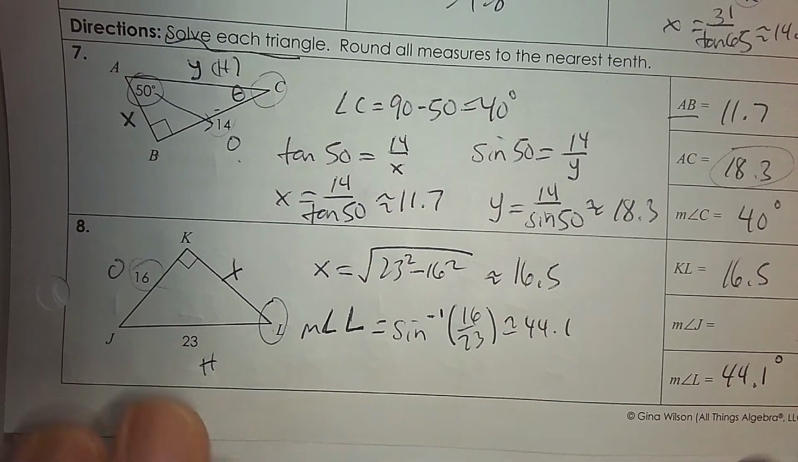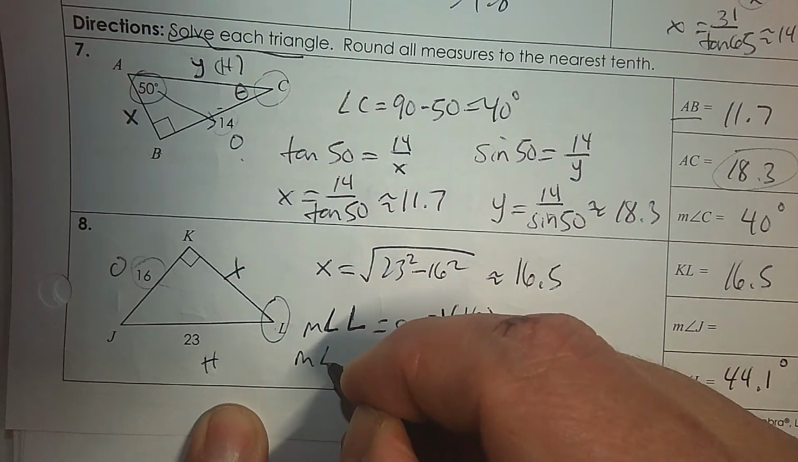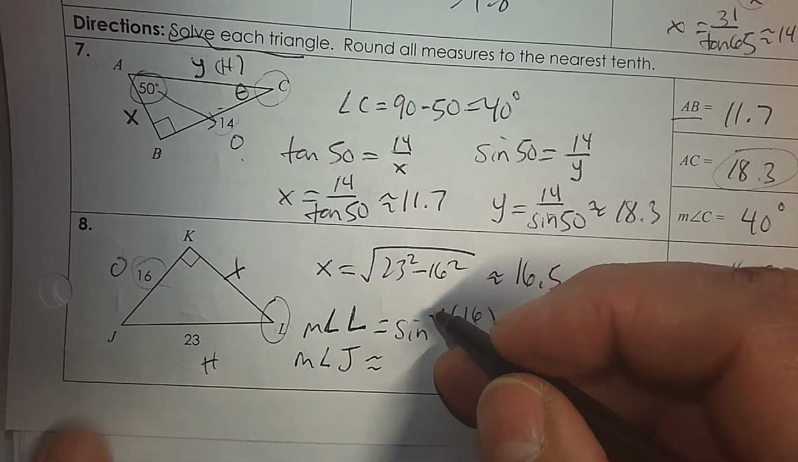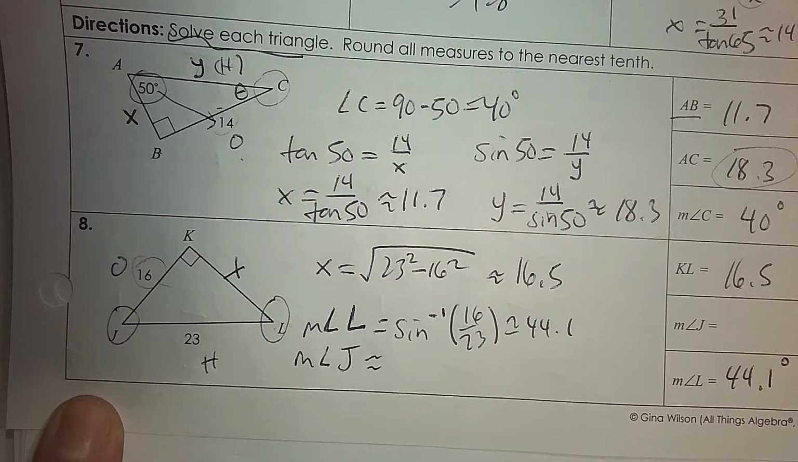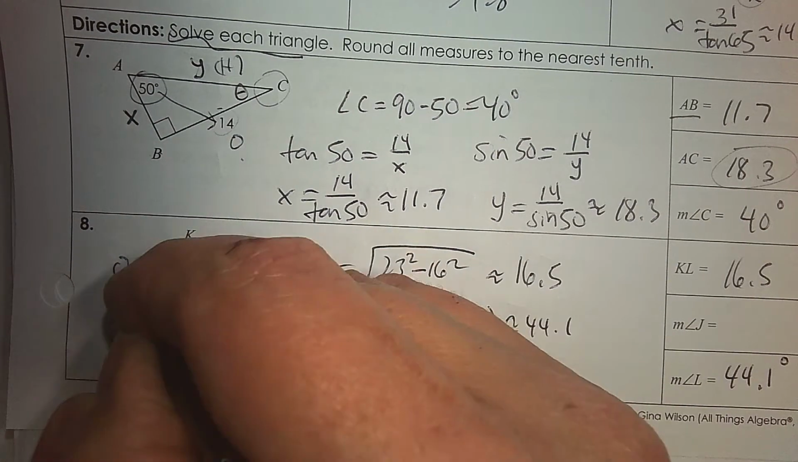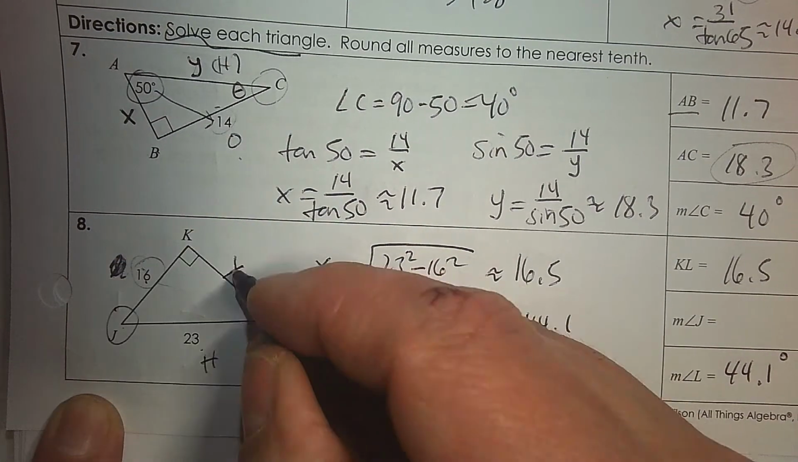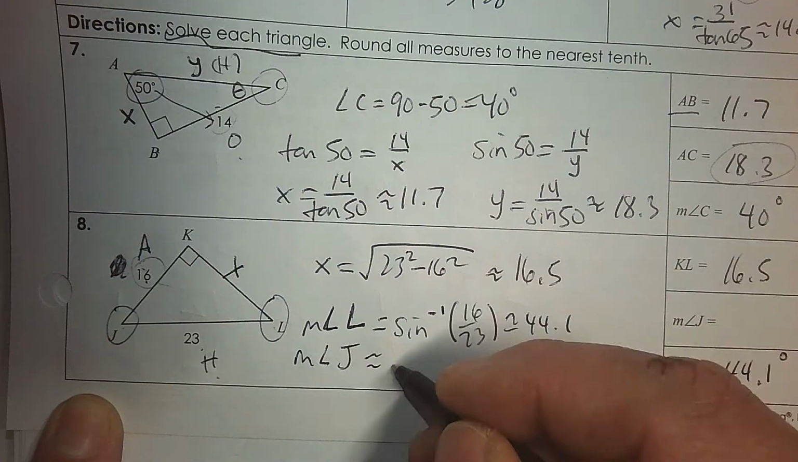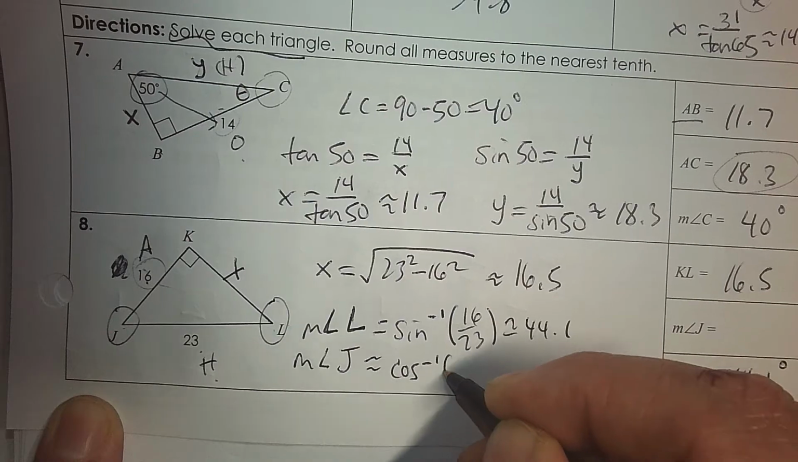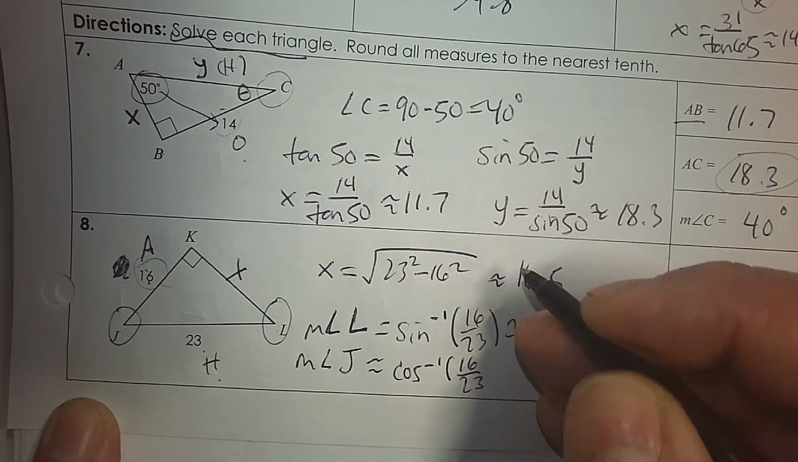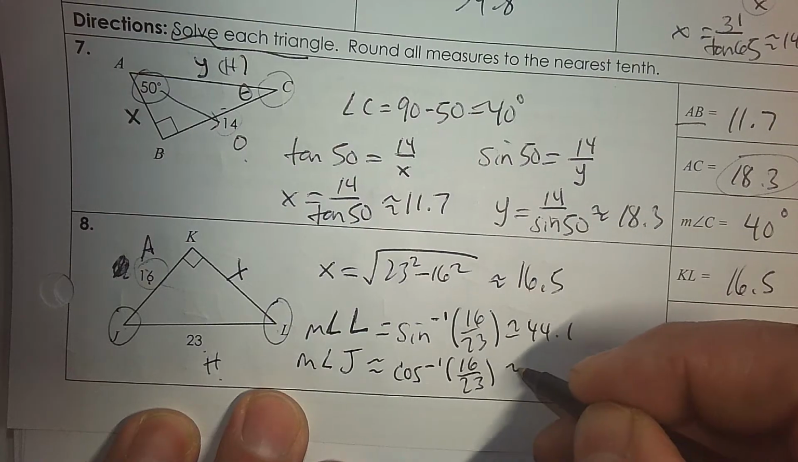And then, to find the missing angle, it's J. And for J, start again from the beginning, 16 and 23. So it's adjacent. So in this case, for J, we can erase this. And this is now the adjacent side in the hypotenuse. That's cosine. So to find a missing angle, we use inverse. And again, it's 16 over 23. But now we're using inverse cosine.